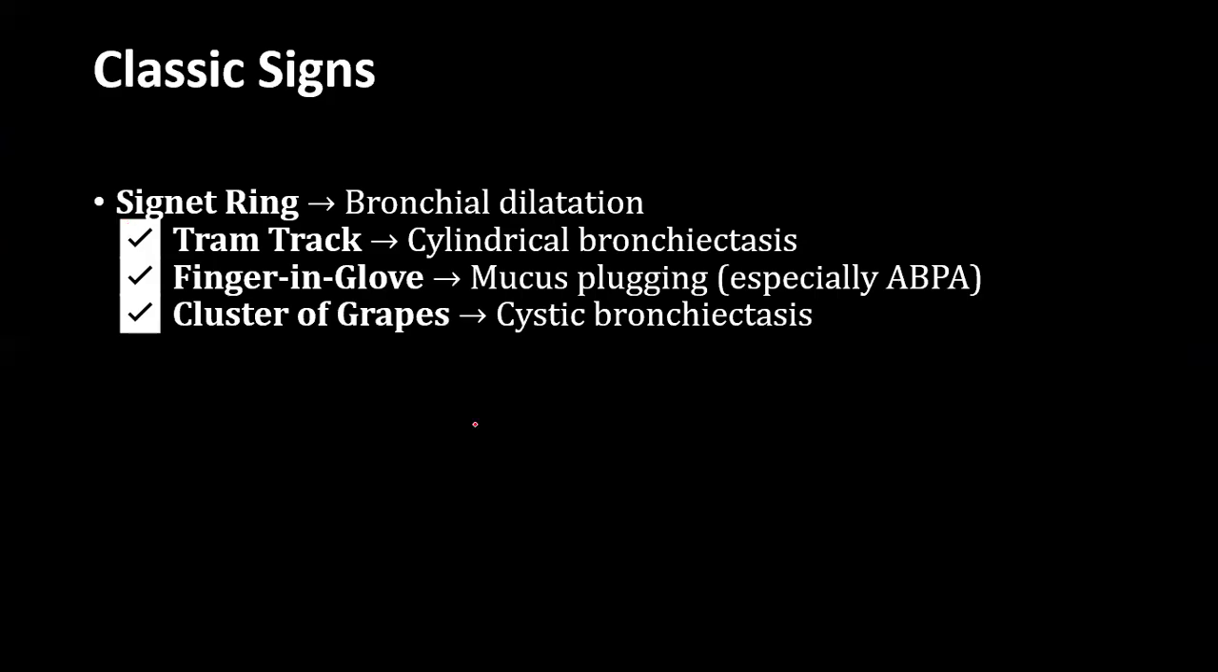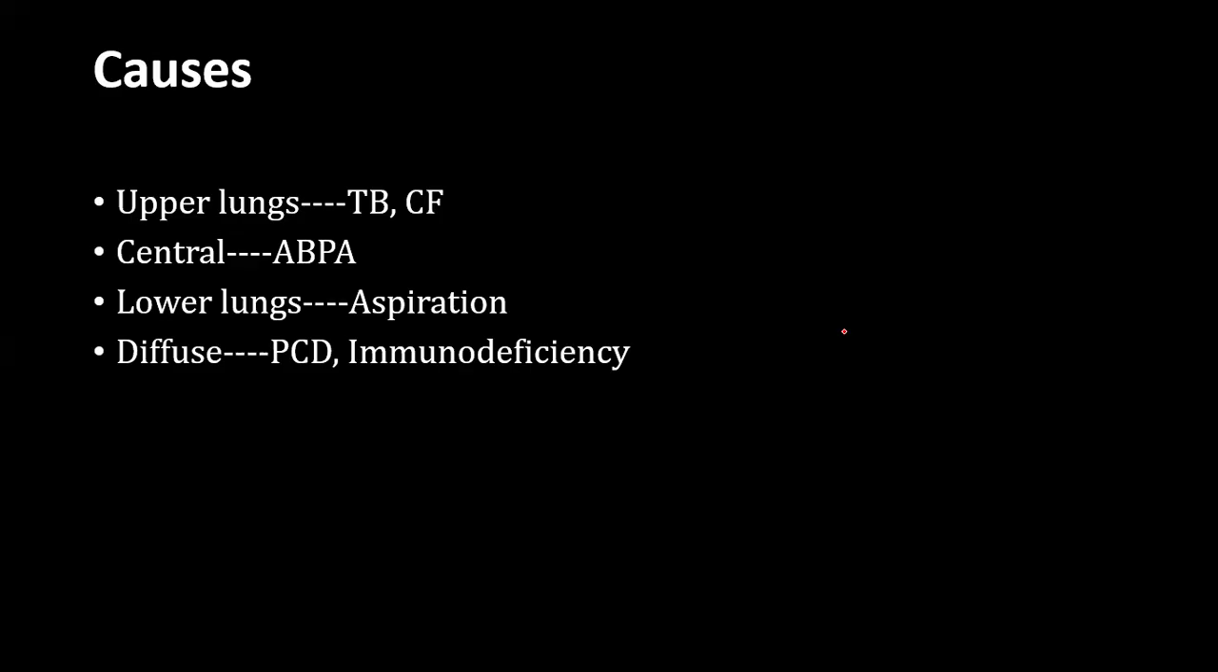Now, the classical signs which we previously discussed: tram track seen in cylindrical bronchiectasis, finger in glove mucus plugging, ABPA, cluster of grapes, cystic bronchiectasis. What is finger in glove? Like a mucus plug, stuck in the bronchi, and it would get dilated, and it is usually seen in the setting of allergic bronchopulmonary aspergillosis, right? So the cause of the bronchiectasis is usually sometimes the infection, sometimes the history of the patient, autoimmune, or sometimes cystic fibrosis association.